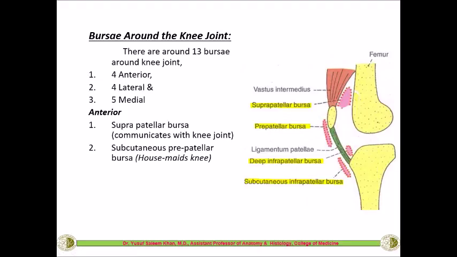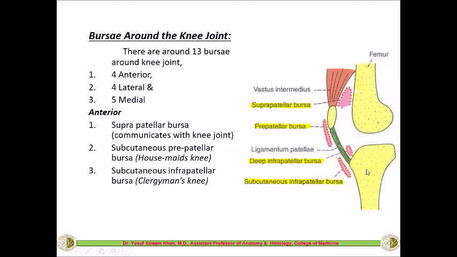Whenever the maids clean the floor, they will be kneeling and putting their pressure on the knees as they clean the floor. So this bursa is prone to get infected and inflamed, especially in the case of housemaids. That's why it is called the housemaid's knee.